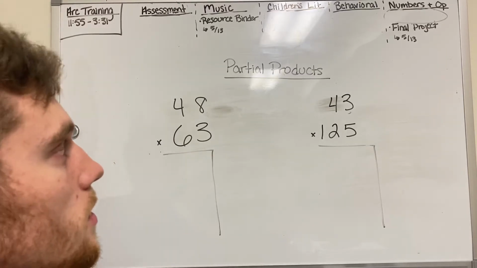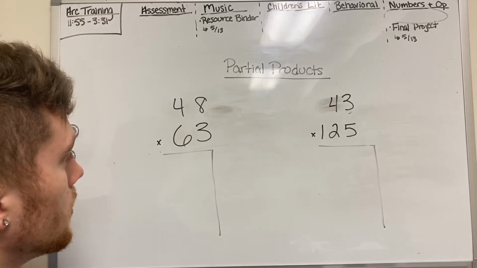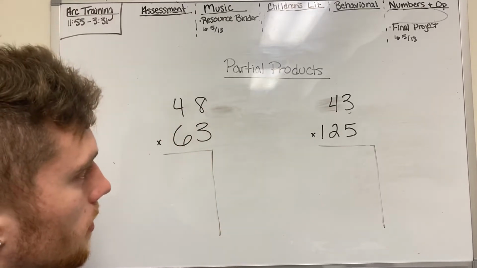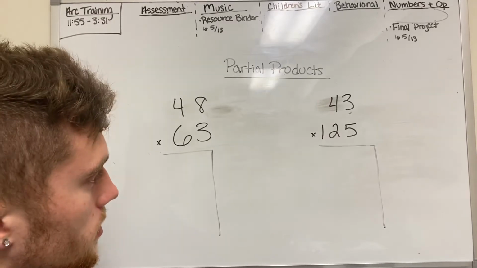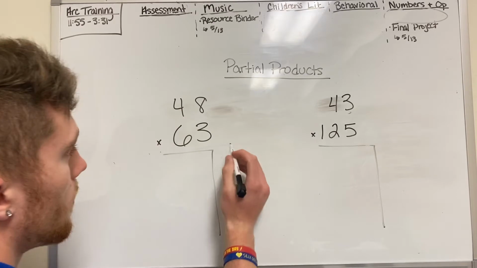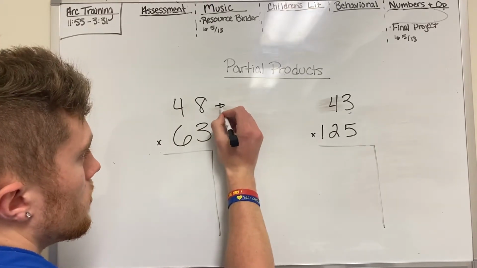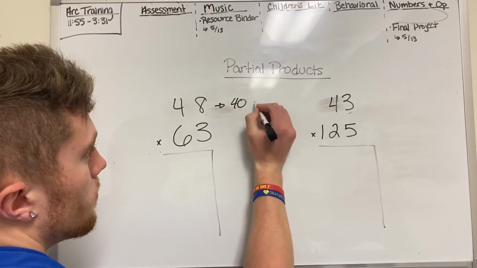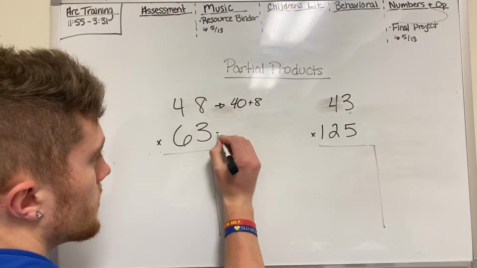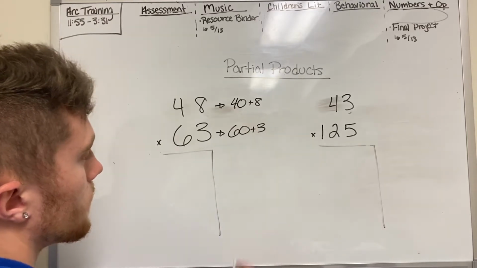Today we are going to talk about the partial products algorithm for multiplication. So we're going to look at a 2-digit problem and we're going to look at a problem with 3 digits. First off, we're going to take the 2-digit problem and we're going to decompose both of these numbers. So 48 is the same as 40 plus 8, and 63 is the same as 60 plus 3.